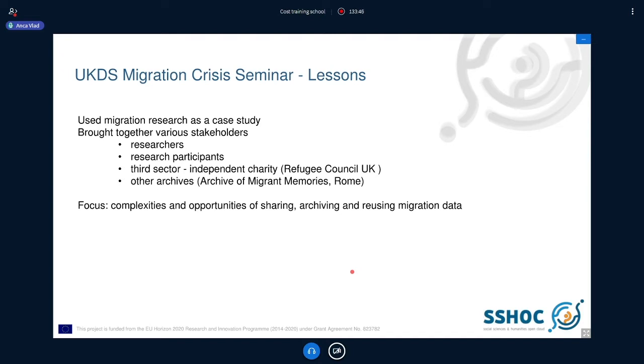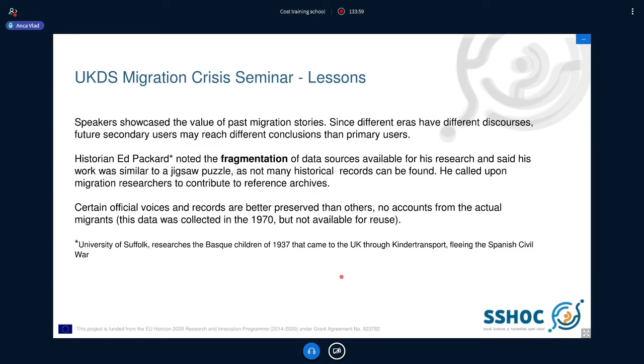And if anyone in the room at that point had any doubt about the value of data sharing, I'm sure they left with a slightly different view, to say the least, because we had a very interesting talk from Edward Packard, a historian who does his research on the Basque children of 1937 that came to the UK, fleeing the Spanish Civil War. He noted the fragmentation of data sources available for his research and said that his work was similar to a jigsaw puzzle, as not many historical records can be found. So he called upon migration researchers to contribute to reference archives, and he really made the case for the importance of having data shared for future research. So I just wanted to include that here.